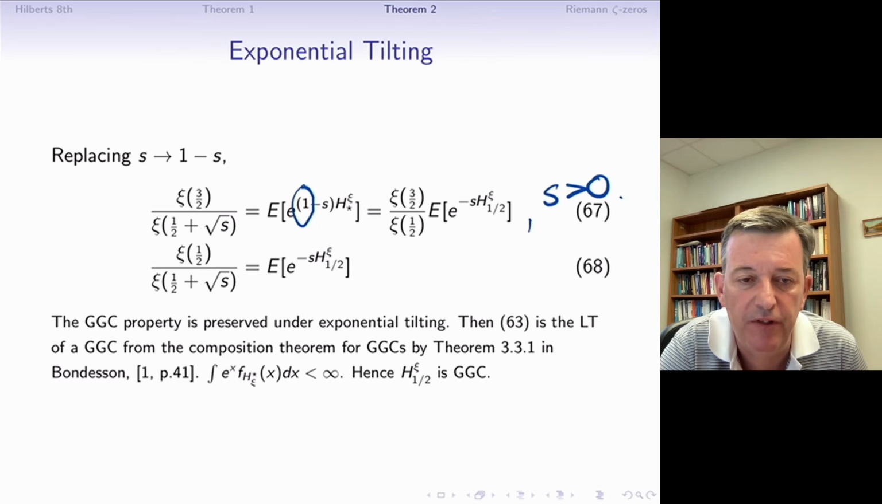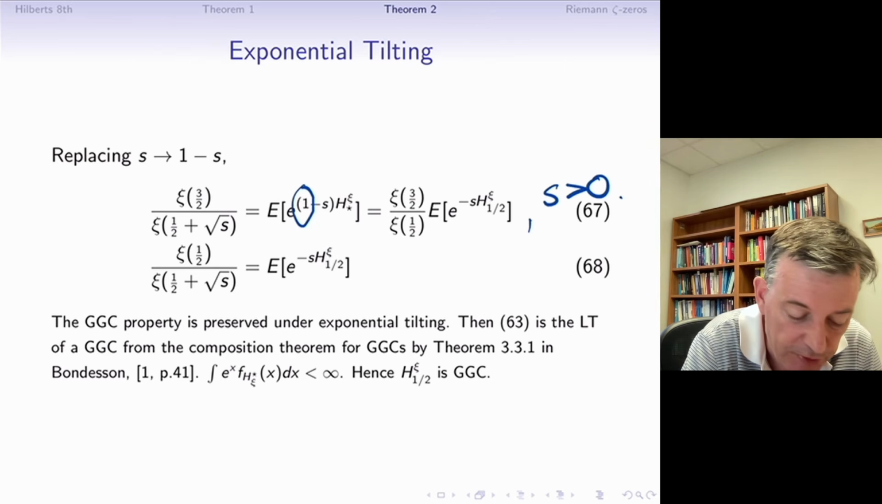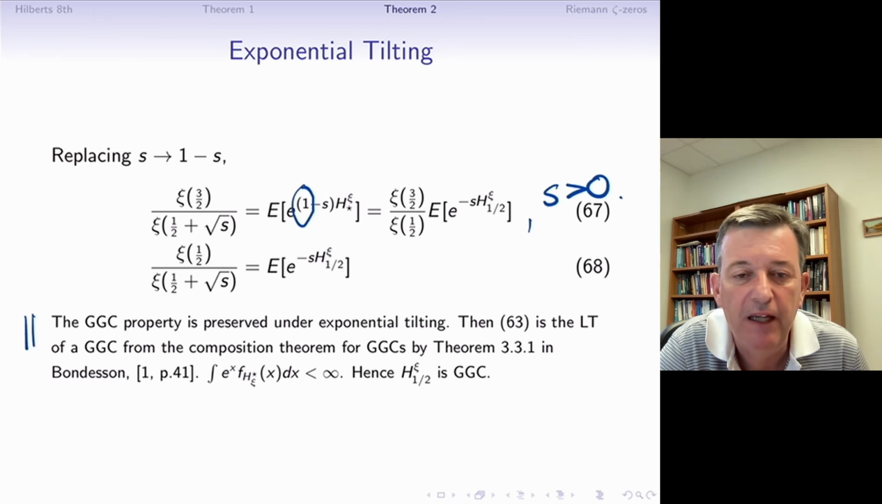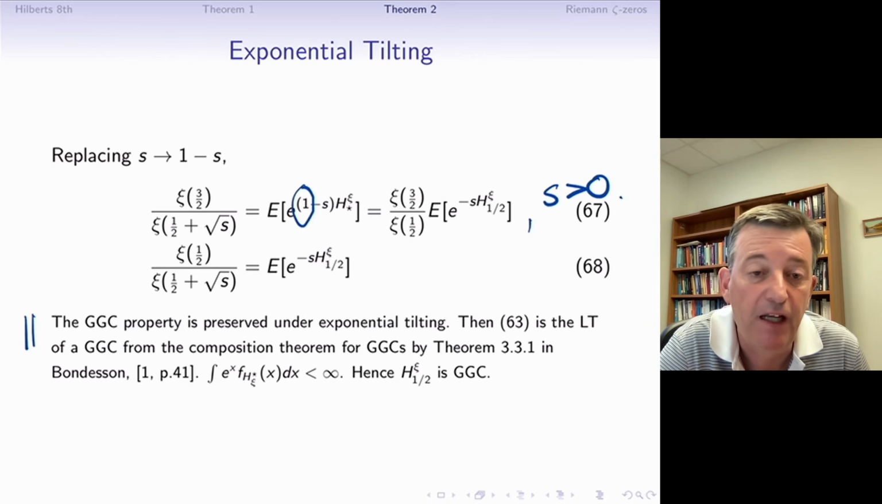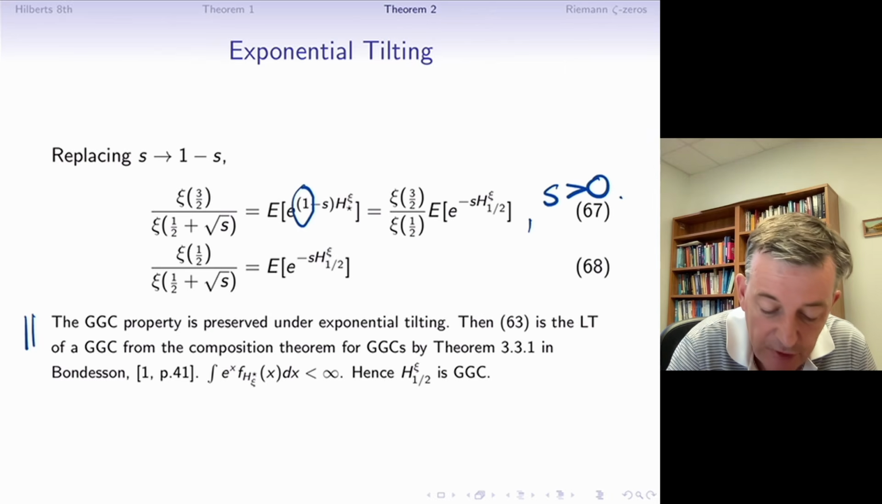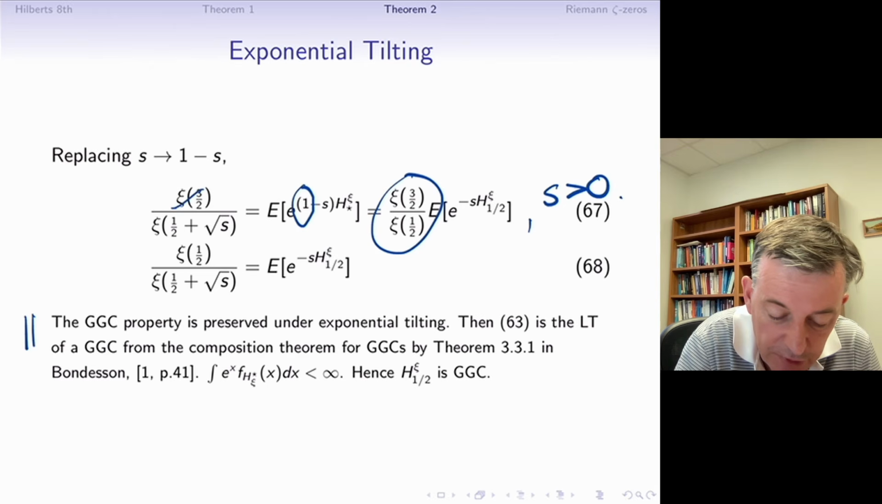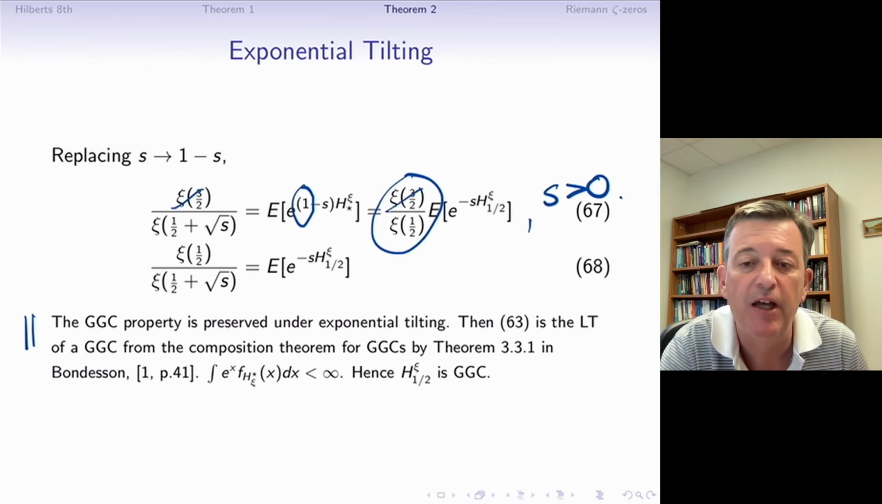And one of the nice properties, if you look at Leonard Bondesson's book, is that the GGC property is preserved under exponential tilting as long as that integral is finite. But again, that finiteness is just given by our Ramanujan master theorem and the existence of the analytical continuation. So everything is nicely finite. Again, if you plug s equal to 0, I've got a normalization constant that comes from the exponential tilting. And so the xi of 3 upon 2 cancels, and the xi of a half can get put over the other side, and hence we've checked Thompson's condition.